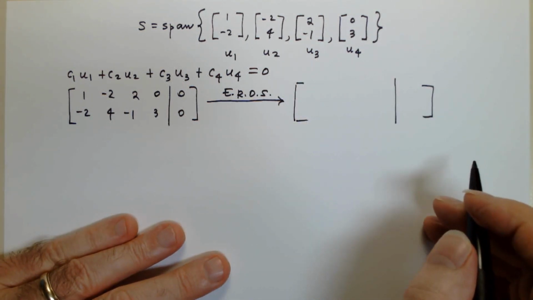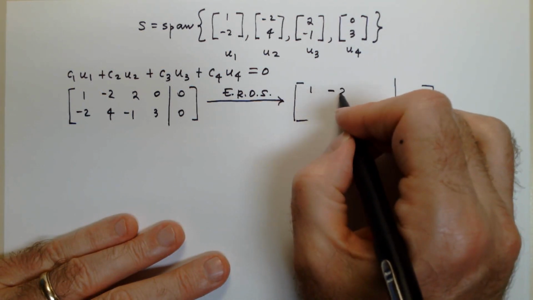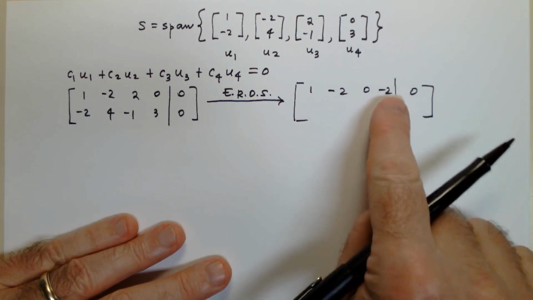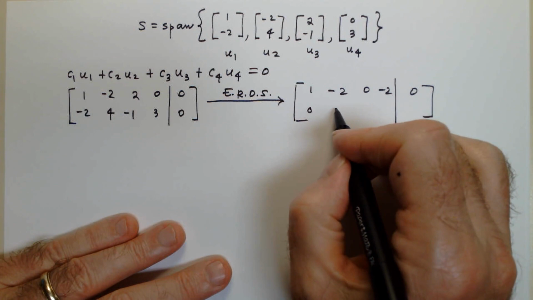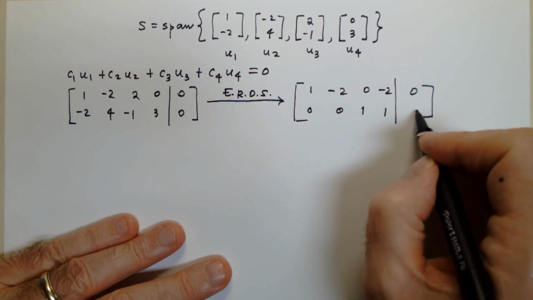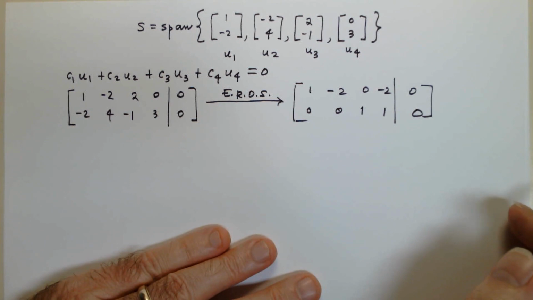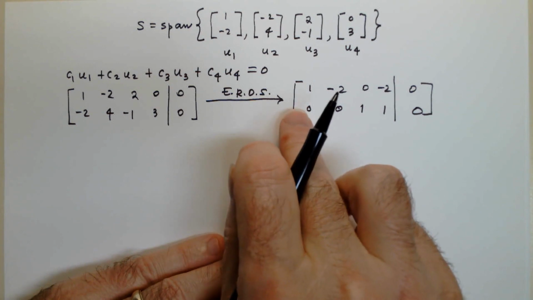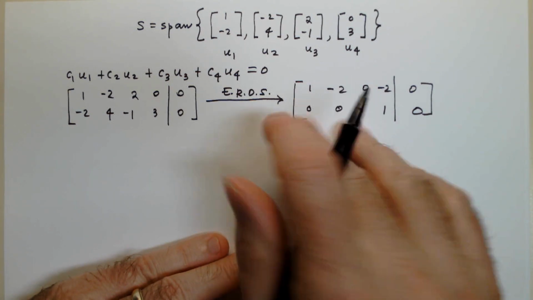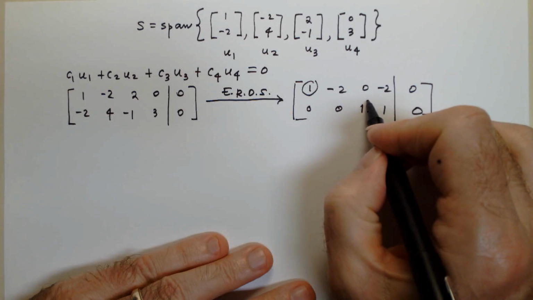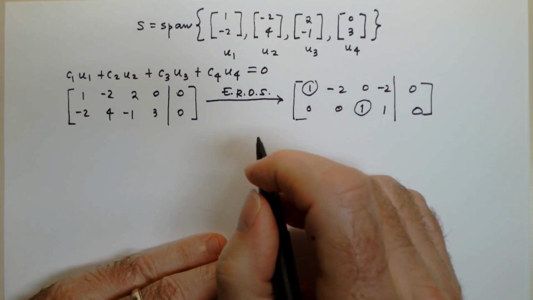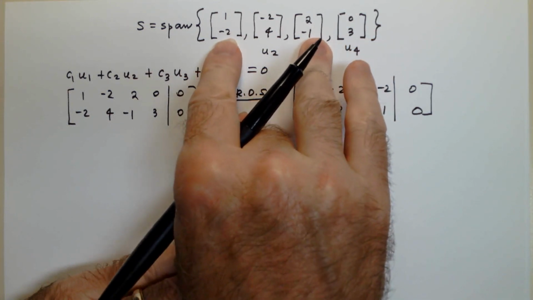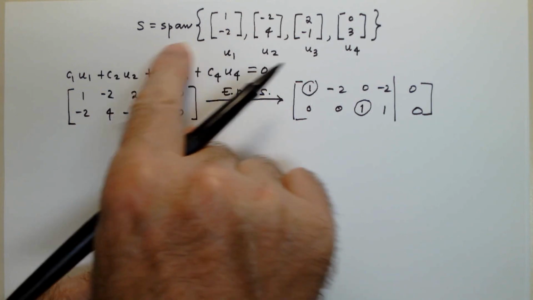Here's what we discover. We're going to get a 1, a -2, a 0, and a -2, and that'll be complemented by a 0 on this side, and then we'll have a 0, a 0, a 1, a 1, and a 0. Now here's what the method is going to say. I'll cut to the chase here. The columns that have the leading ones, so this first column and the second column, it turns out that the corresponding vectors will be a linearly independent collection that spans the space S.